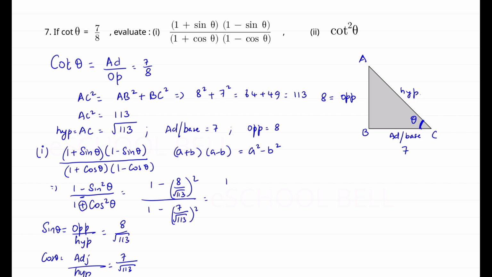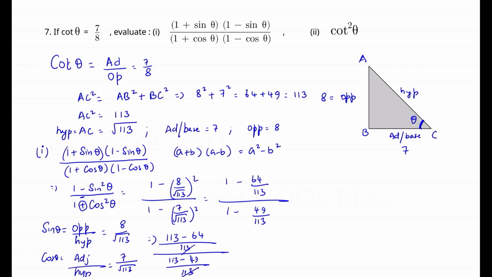That equals 1 minus 64 by 113 divided by 1 minus 49 by 113. This implies 113 minus 64 divided by 113 and 113 minus 49 divided by 113. 113 gets cancelled. So, you will get here on the numerator 113 minus 64 will be equal to 49, and 113 minus 49 will be equal to 64. So the answer is 49 by 64. This is the answer for this particular question.